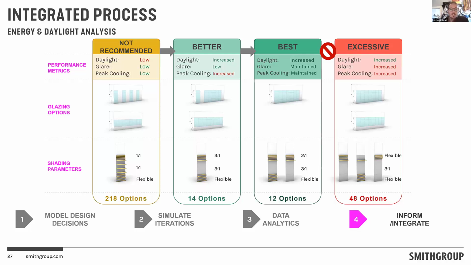We could do better. Start using some of these glazing options, start using some of these shading options, and now we can increase our daylight while limiting our glare. We could do even better if we go to the best, for instance, and we can increase daylight substantially while maintaining the peak cooling load. And so we're starting to break down the design problem by looking at the parameters and the inputs required to create these different buckets.